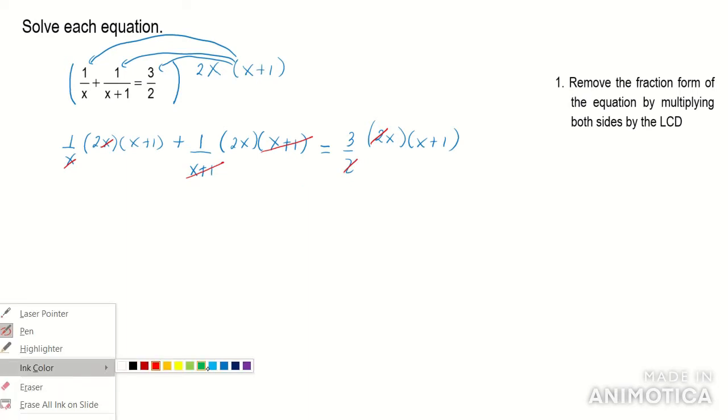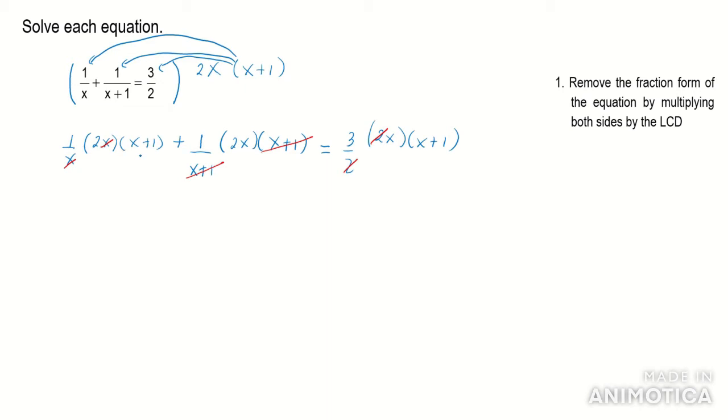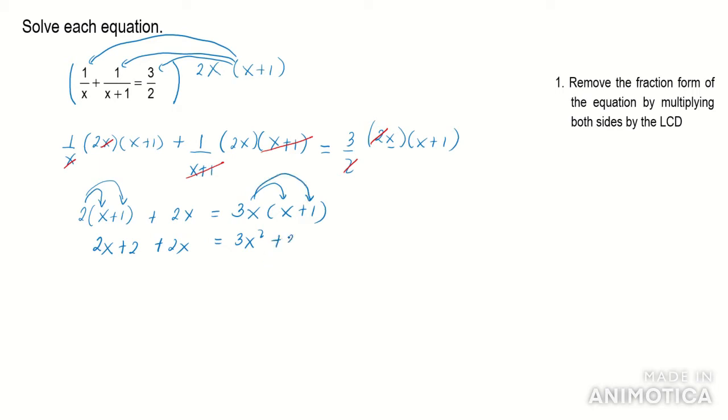Okay. Then, tingnan natin kung ano na matira dito. So, what's left here is 1 times x plus 1. 1 times 2 pala. 1 times 2 is equal to 2 times x plus 1. Plus, what's left here is 1 times 2x, which is 2x, equals, what's left here is 3 times x here times x plus 1. So, apply the distributive property of multiplication. So, you have 2 times x is equal to 2x. 2 times 1 is equal to positive 2. Just copy 2x here. Is equal to 3 times x is equal to 3x squared. We have now the quadratic term. And we have 3x times 1 is equal to 3x.